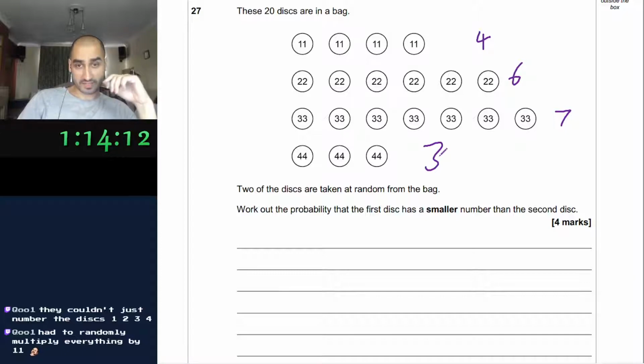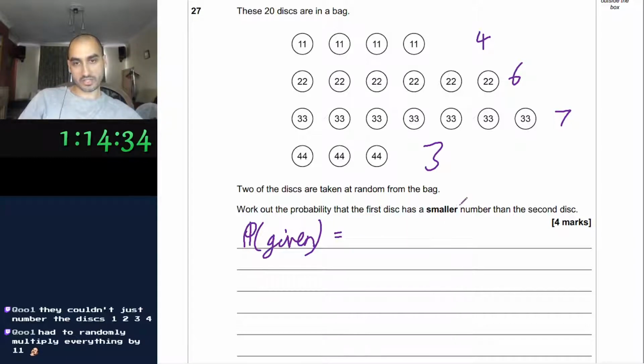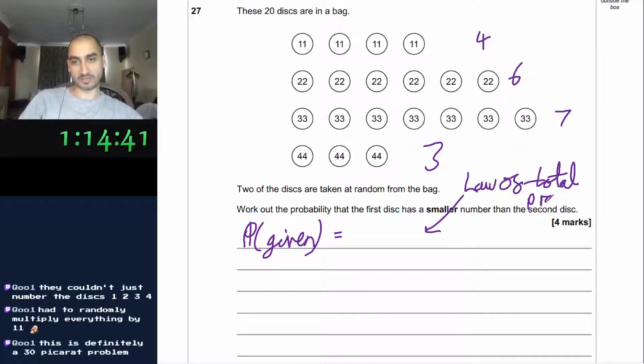Okay, what kind of probability? Specifically the first disc. So it has to be in order, it's not interchangeable. Okay, so the probability of the given event happening equals... I'm going to invoke the law of total probability. I don't even know if that's the right law, I can't remember, but this might impress the examiners that I know things.